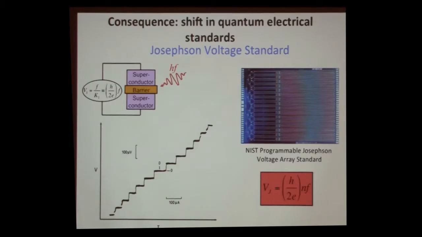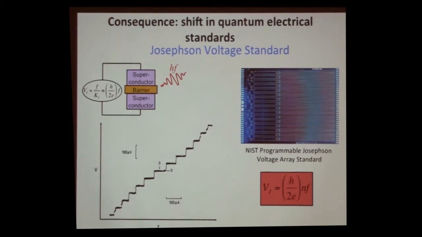Let me back up to the electrical standards and the impact. And I've got to go back to 1962, when Brian Josephson predicted the Josephson effect across a Josephson junction. So you have two superconductors with a barrier in between the two. And if you irradiate this barrier with a microwave frequency, then they'll create a voltage that's directly proportional to that frequency and h over 2e, exactly. So this is a voltage to frequency converter.